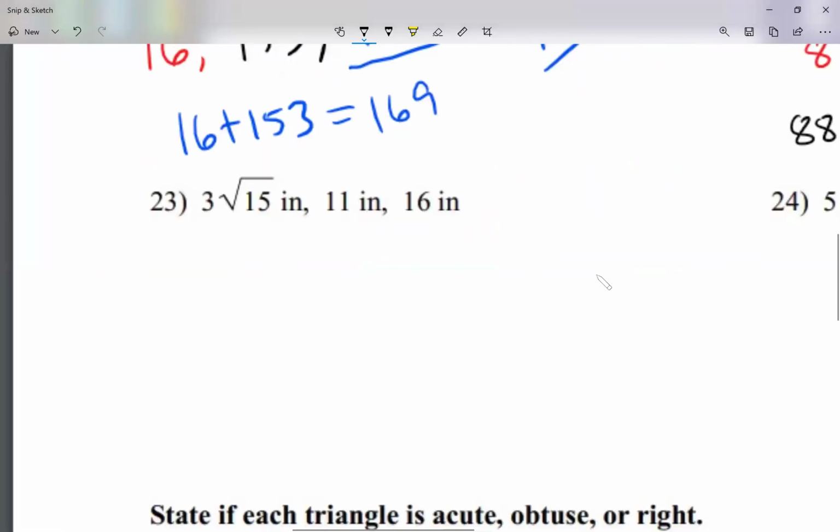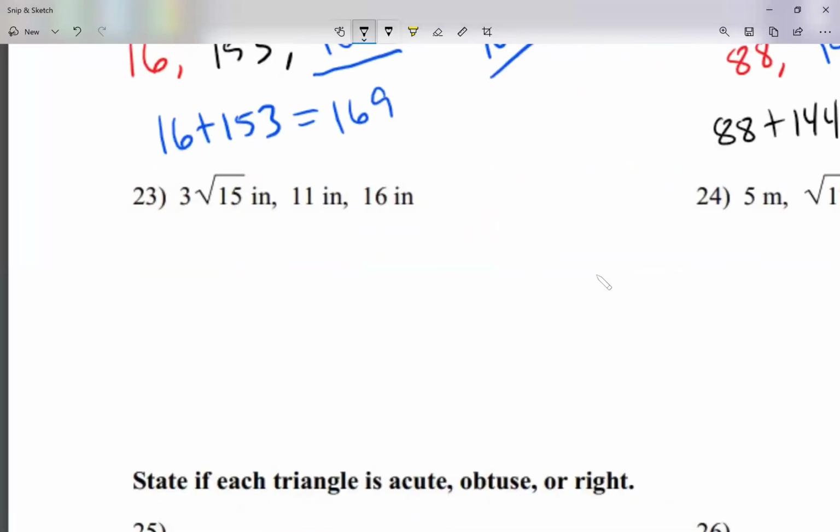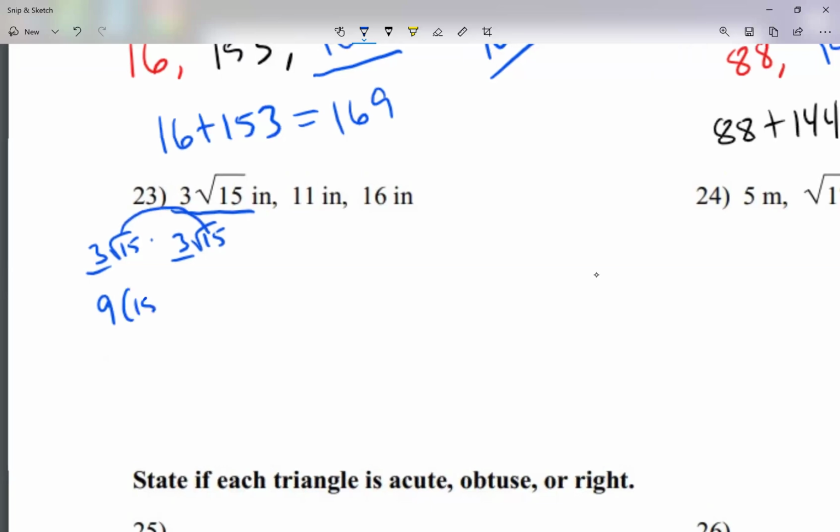Let's take a look at number 23. Okay, so 3 radical 15. This one requires a little bit of work, right? I'm going to go 3 radical 15 times 3 radical 15. When I multiply my whole numbers, 3 times 3 is 9. But radical 15 times radical 15 is just 15. So then I have to multiply it. 9 times 15, I get 135.